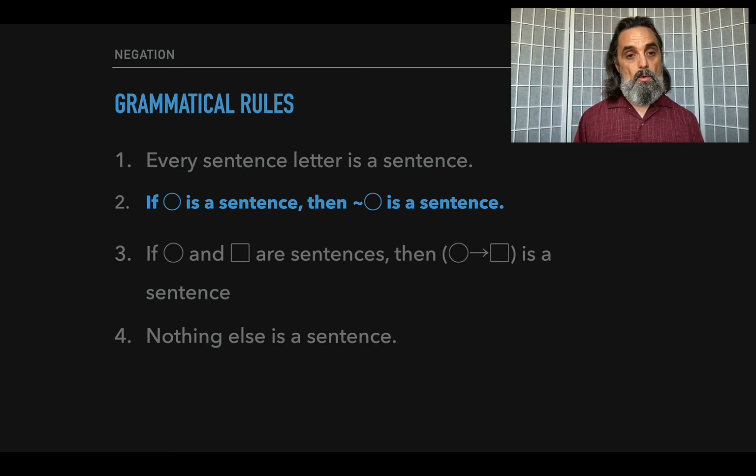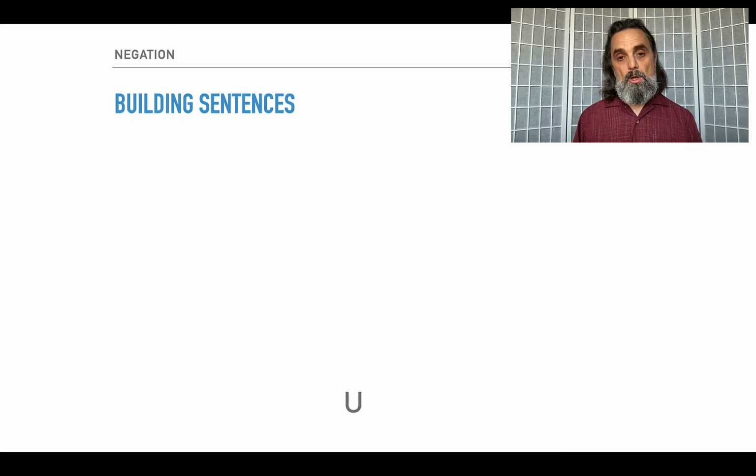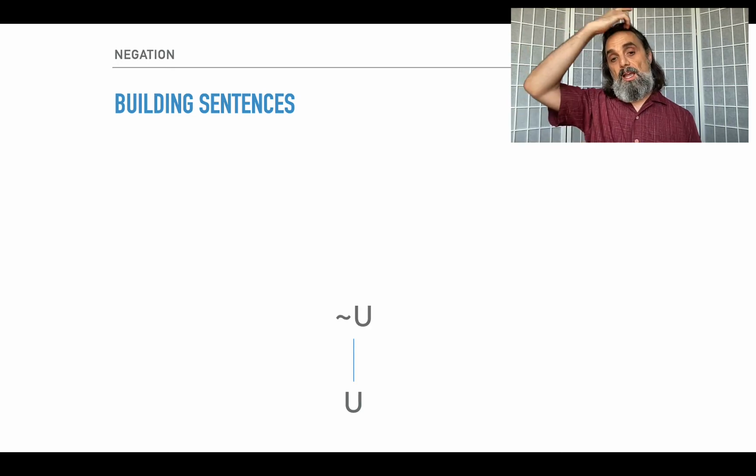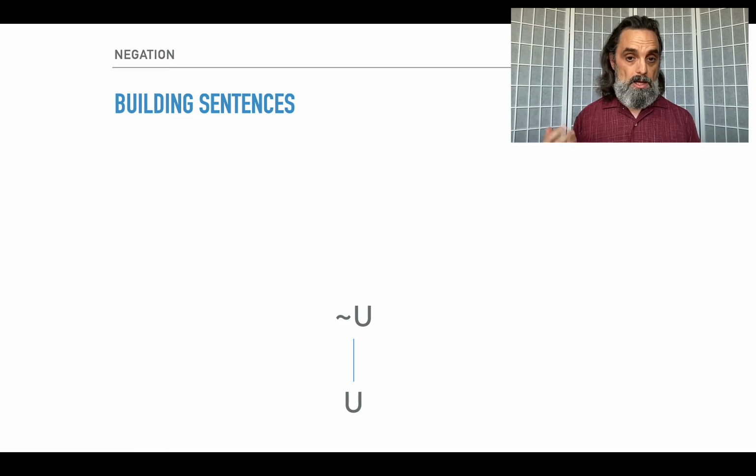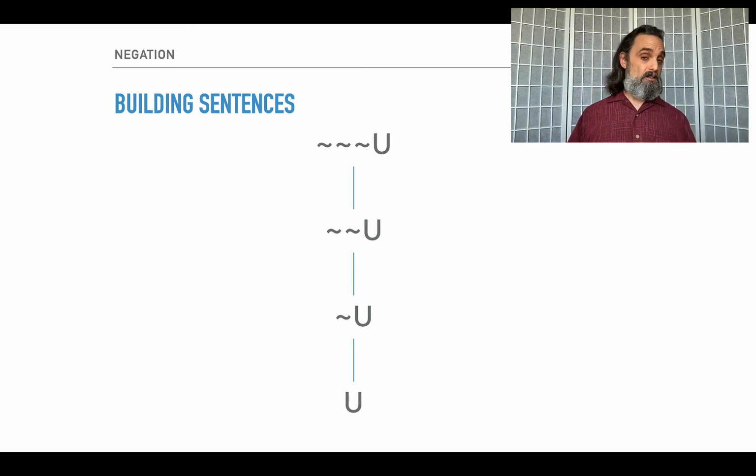So we have a new rule too. If we have something that's a sentence, we can form a new sentence by putting a negation sign on the front of it. So we could start with U, which is a sentence letter, and therefore an atomic sentence, and so it's a sentence by rule 1. Well, we could stick a negation sign on the front of that. We would build negation U using rule 2. Now, negation U is itself a sentence, and so we can put a negation on the front of it and form a new sentence, negation negation U. And since negation negation U is a sentence, we can apply rule 2 again and form another sentence, negation negation negation U. So we have U, negation U, double negation U, and triple negation U.